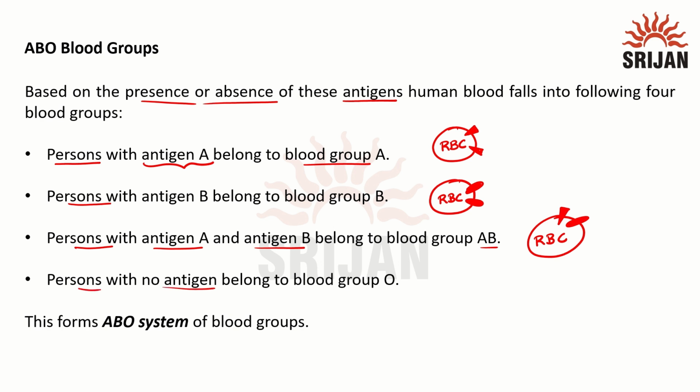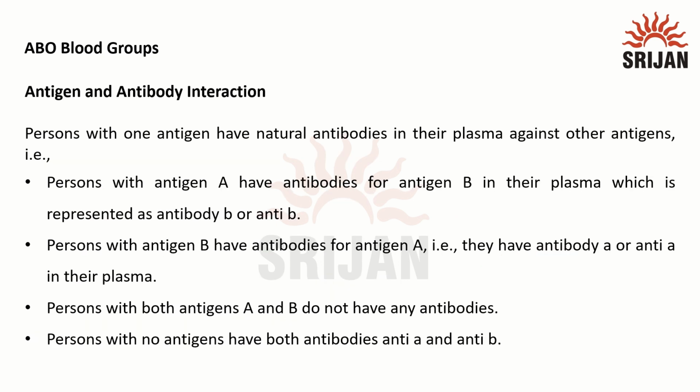And a person with no antigen on the RBC is blood group O. O refers to zero. There is neither A antigen nor B. So this forms the ABO system of blood grouping. Now if we look at antigen and antibody interaction, I said antibodies are specific to specific antigens. A person with one antigen has natural antibodies in their plasma against the other antigen. That means a person with antigen A will have antibodies for antigen B.